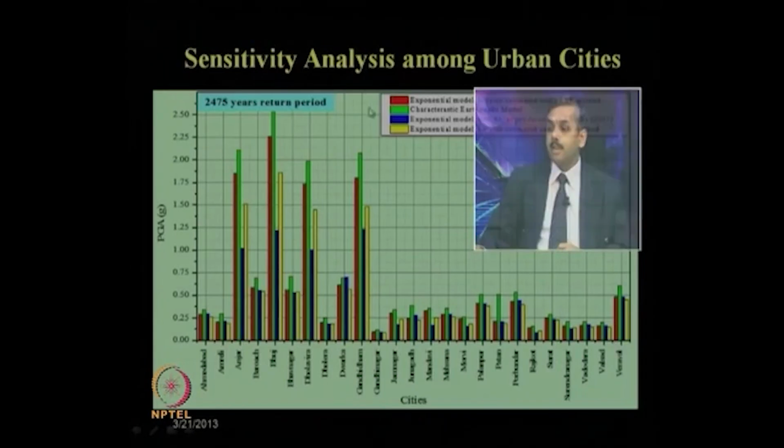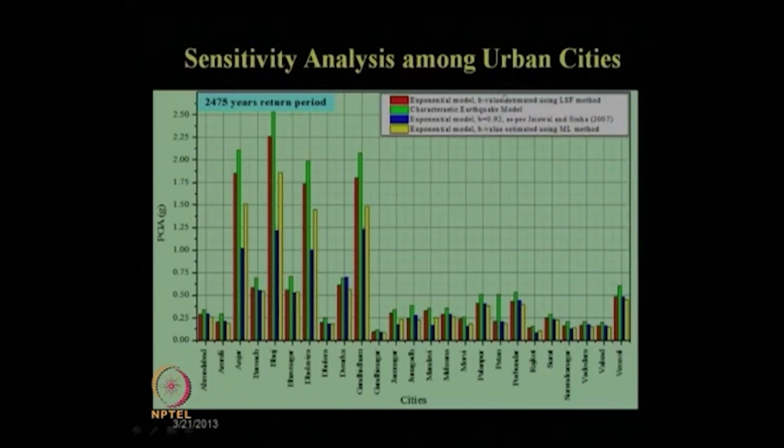This is the sensitivity analysis among the various urban cities. You can see Ahmedabad, Anjar, Bharuch, Bhuj for a chosen value of return period of 2475 of PGA. So, this different histogram shows 4 seismicity models which we have used in our present study.